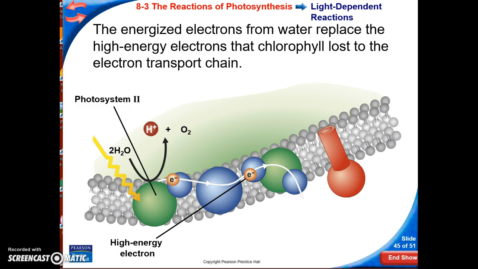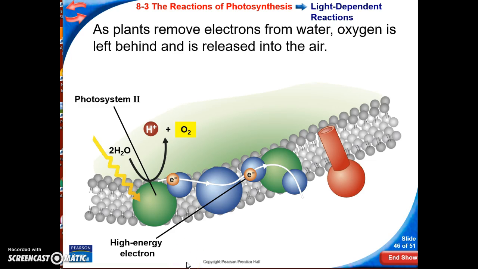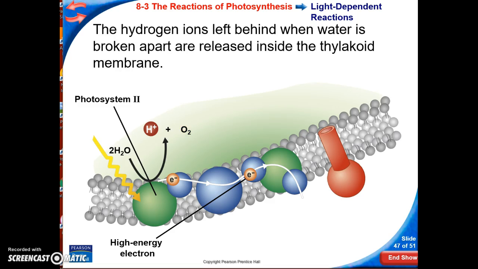The energized electrons from water replace the high-energy electrons that the chlorophyll lost to the electron transport chain. So as this photosystem, the chlorophyll in here took in the light energy, it's going to pass electrons along here, but it's missing electrons now, so it takes them from the water. And as plants remove electrons from water, oxygen is left behind and released into the air. And then the hydrogen ions that are left behind when water is broken apart are just left inside the thylakoid membrane.